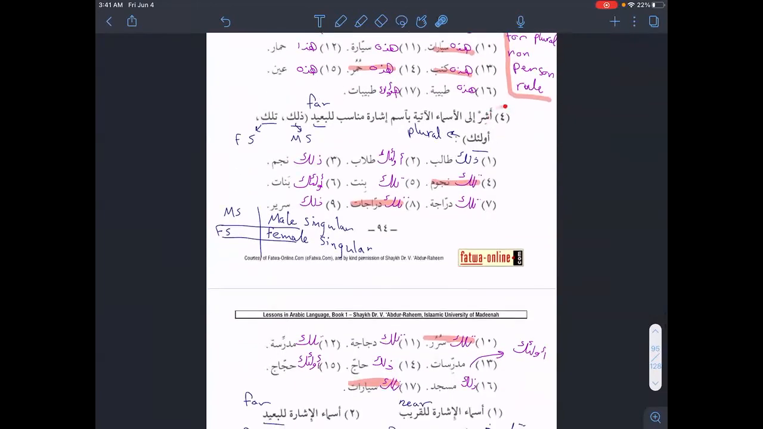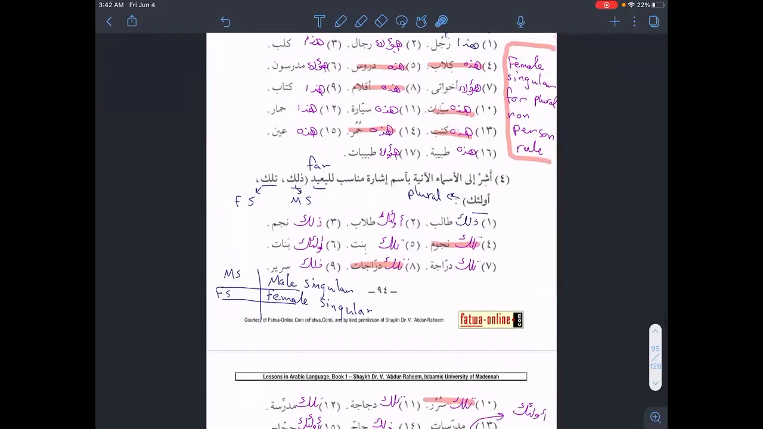الآن تمرين رقم 4. أشر إلى الأسماء الآتية باسم إشارة مناسب للبعيد. So now we're going to use the pronoun that is suitable, مناسب again, suitable for the far stuff. We should use ذلك, تلك or أولئك. So we know ذلك and تلك are singular and أولئك is plural. ذلك is for male, تلك is for female, and أولئك is plural for both, even if it's male or female, it will be the same, أولئك.